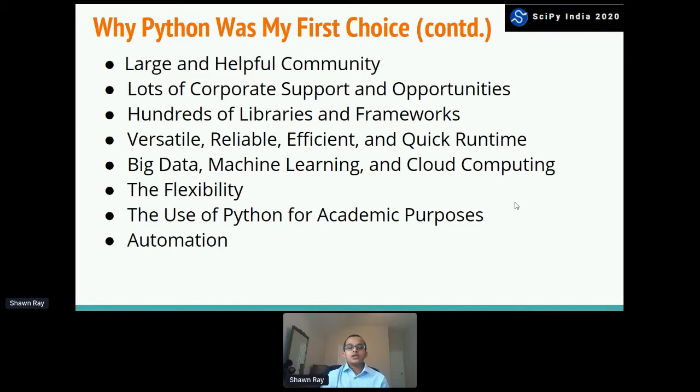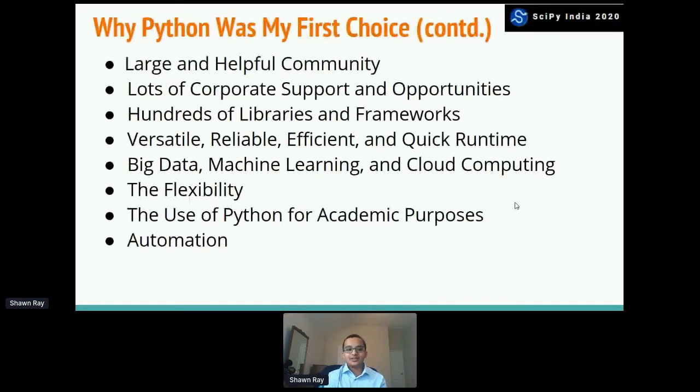Python also has hundreds of libraries and frameworks and extensions which you can add on to the base Python, making it even more powerful than it already is. Python is also versatile, reliable, efficient, and has a quick runtime. Python is also excellent at handling big data, machine learning, and as for cloud computing, well, the whole industry is controlled with Python.